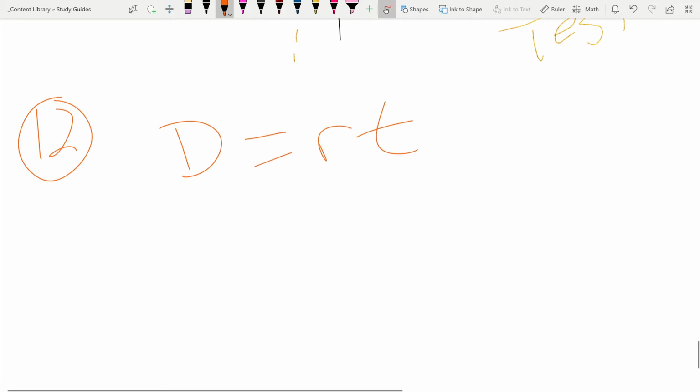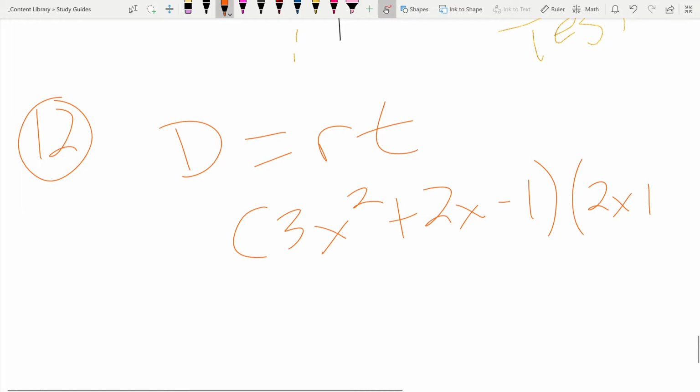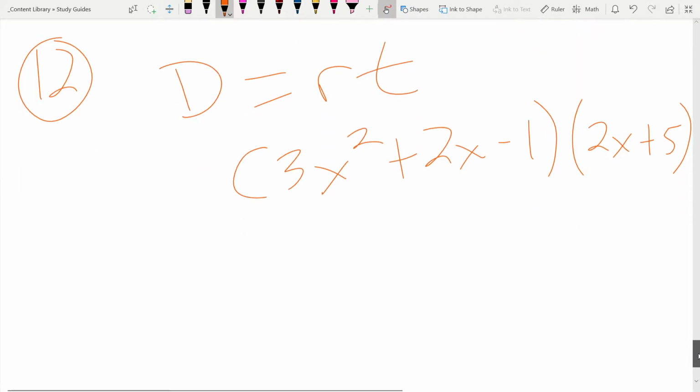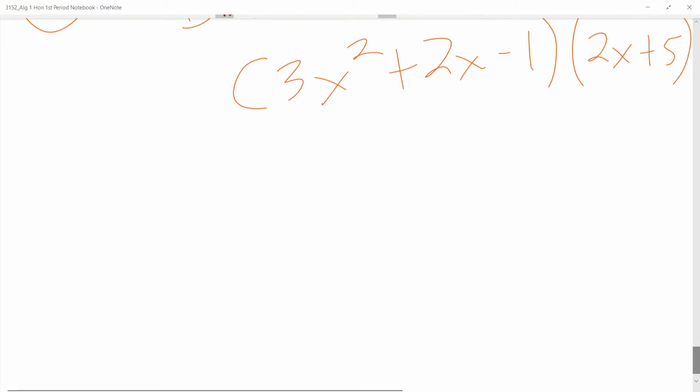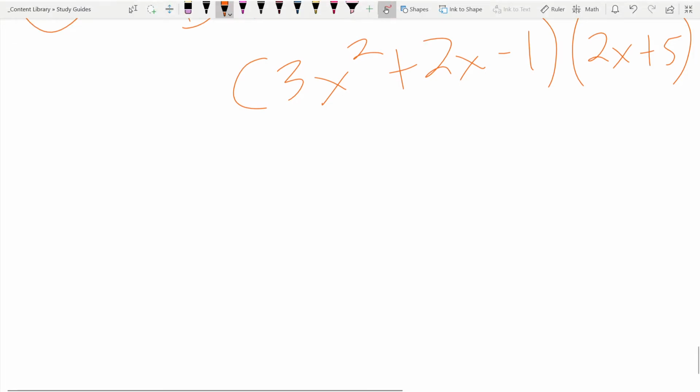So the rate, our speed, is 3x squared plus 2x minus 1. And then our time is 2x plus 5. So I'm going to have to multiply these. And this multiplication was one that a lot of us still struggled with on the quiz last week. So when you have this, this is where you use your box method. We're going to make our box.